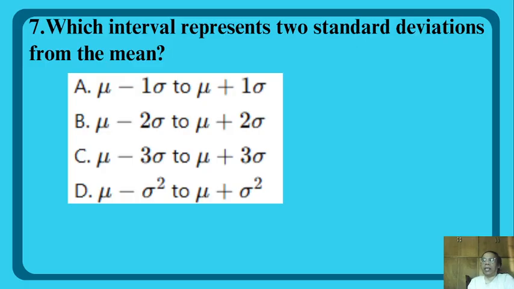Number 7. Which interval represents two standard deviations from the mean? Letter A, mean minus 1 sigma to mean plus 1 sigma. Letter B, mean minus 2 sigma to mean plus 2 sigma. C, mean minus 3 sigma to mean plus 3 sigma. Letter D, mean minus standard deviation squared to mean plus sigma squared.